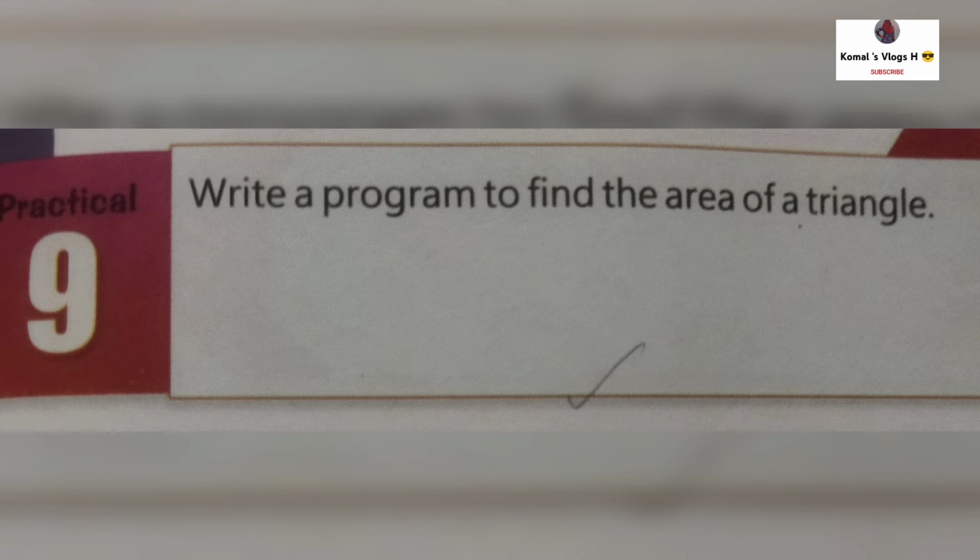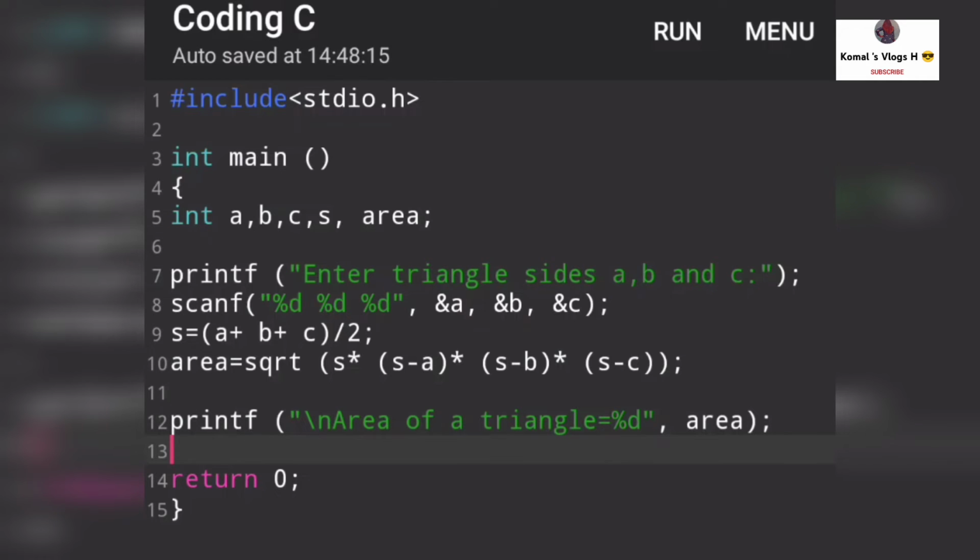Let's move to the next program, practical number 5. Write a program to find the area of a triangle. To find the area of a triangle there is a very simple formula, but here first the value of s is found. We find the parameter, and then using the value of the parameter, the area of the triangle is calculated. So s is the parameter, a plus b plus c. a, b, c are the measurements of the three sides of the triangle, and area is the variable used to calculate the area.